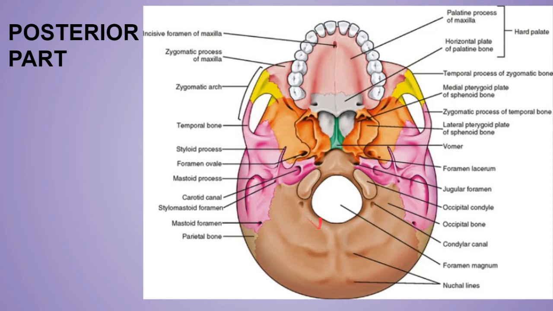As you can see, this is the occipital condyle. Anterior to this we will be having the hypoglossal canal. Posterior to this we will be having the condylar canal. Okay, and over here at the lateral part of this we will be having the jugular process, which actually forms the posterior wall of the jugular foramen.